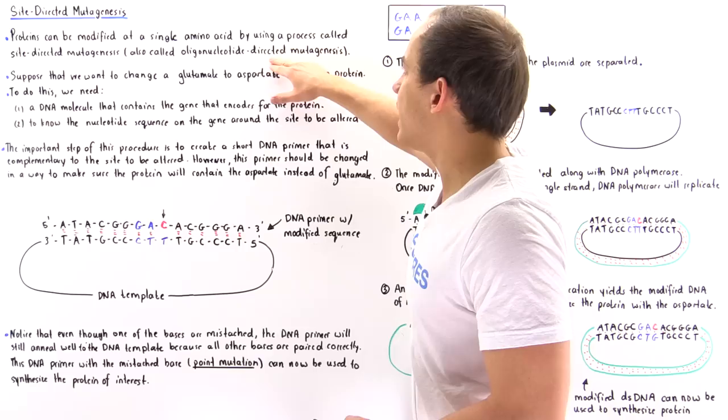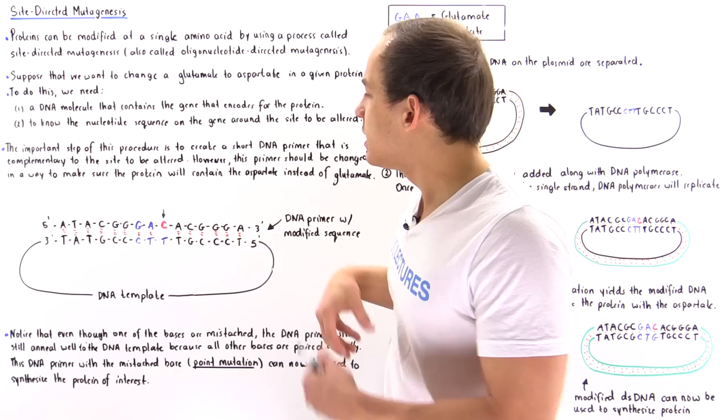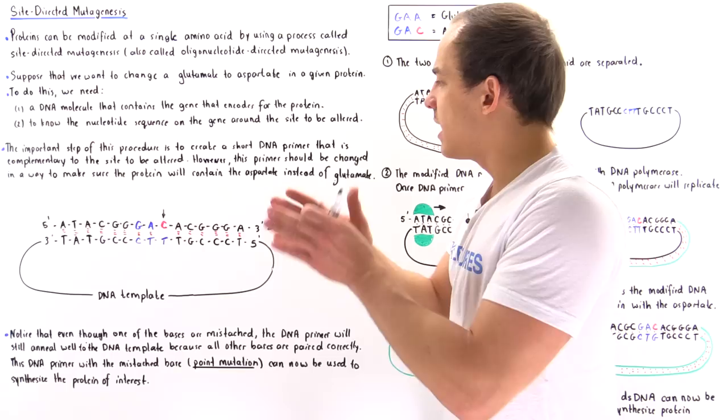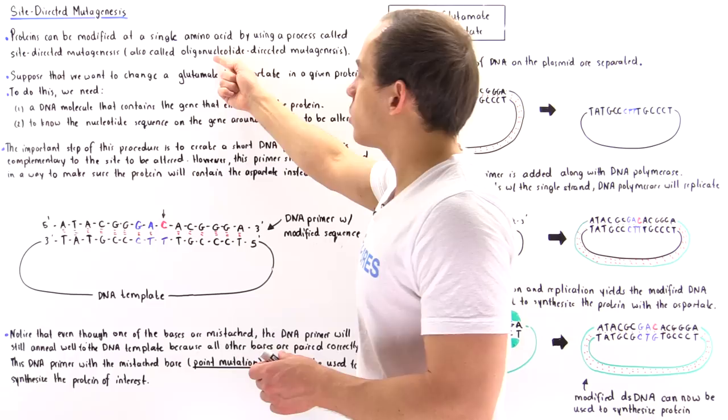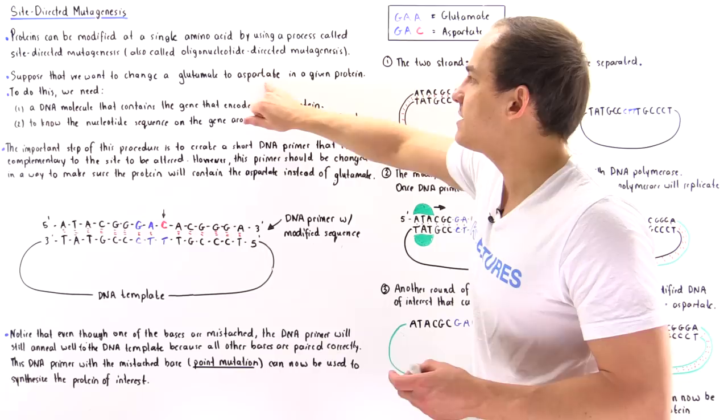oligonucleotide-directed mutagenesis is because this DNA primer that we create in this particular case consists of these 50 nucleotides, and that describes an oligonucleotide molecule. Oligo simply means we have about 10 to 20 to 30 of these nucleotides found inside that DNA molecule. So we synthesize an artificial oligonucleotide in the lab, and then we change the sequence ever so slightly to accommodate a codon that will create the aspartate instead of glutamate.